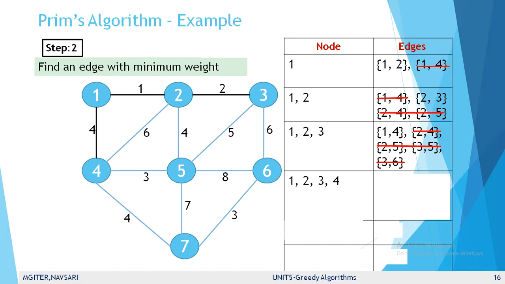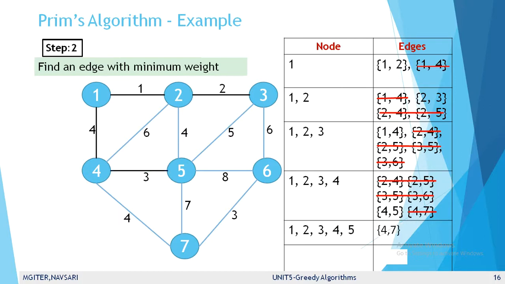Now the nodes are 1, 2, 3 and 4, with the edges 2 to 4, 2 to 5, 3 to 5, 3 to 6, 4 to 5 and 4 to 7. But we select the edge 4 to 5 with the weight 3. Now the nodes are 1, 2, 3, 4, 5. We select the edge 4 to 7 with weight 4. Now the nodes are 1, 2, 3, 4, 5, 6 and 7. So we select the edge 6 to 7 with the weight of 3.